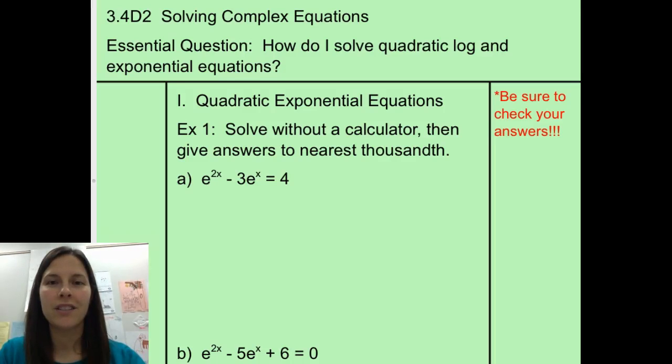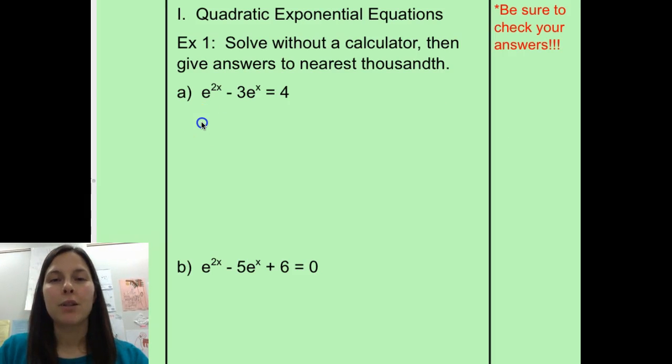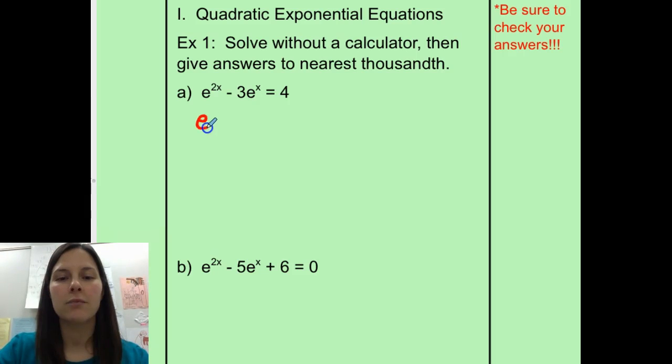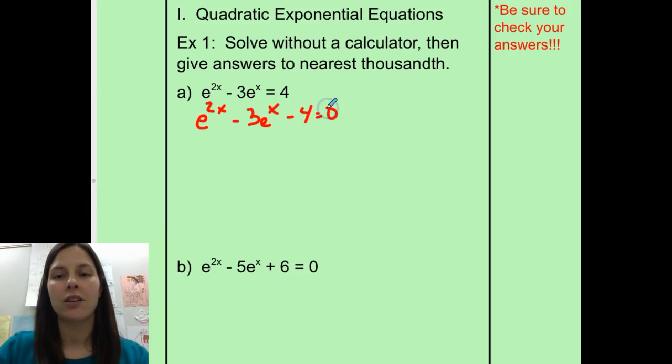Now we're going to learn how to solve quadratic equations within an exponential or a log equation. On our first example, notice that the power on the first e is 2x and the power on the second e is x. That appears a little bit quadratic, right? We have a power of 2 and then a power of 1 with our variables. So I'm going to subtract 4 from both sides to get this in a quadratic form that we can factor using t-chart. What multiplies to -4 and adds to -3?